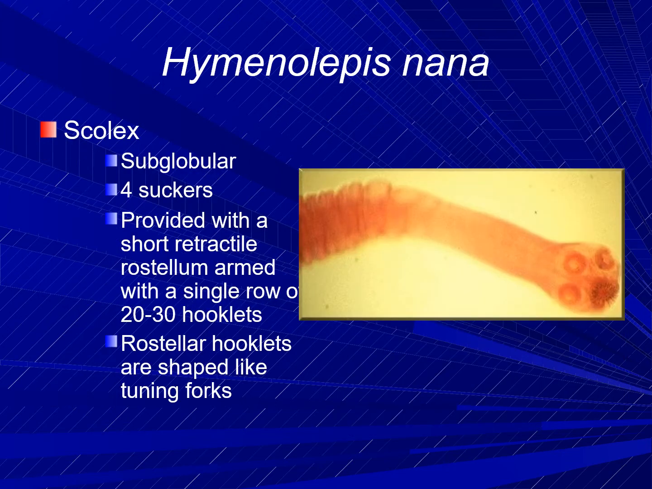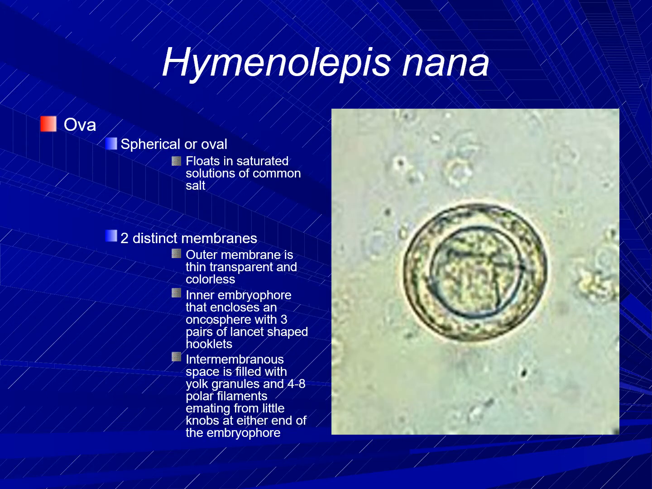The scolex of H. nana is subglobular. 4 suckers are there with a short retractile rostellum with a single row of 20 to 30 hooklets, and the rostellar hooklets are shaped like a tuning fork. Characteristic egg of the H. nana, the hymen or the transparent outer shell of the egg.